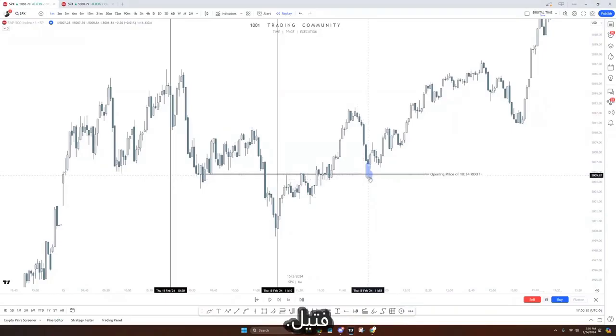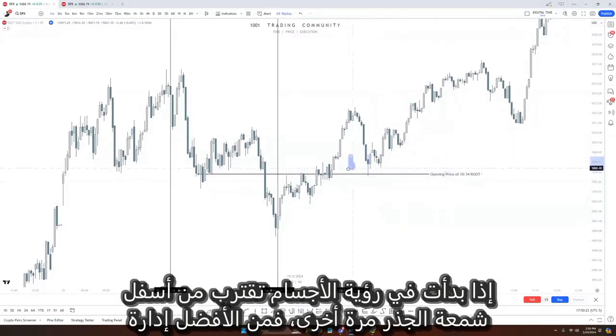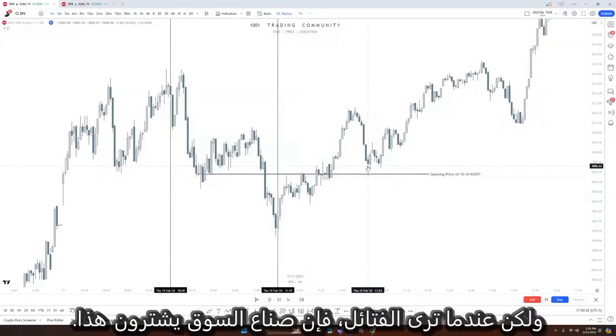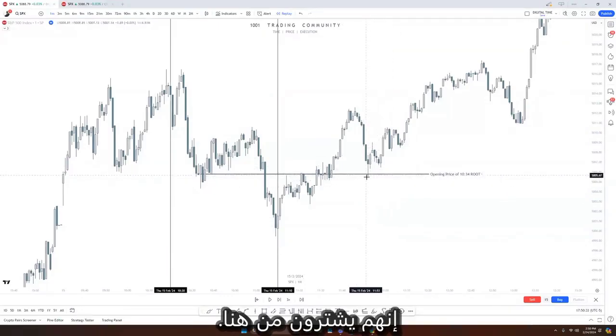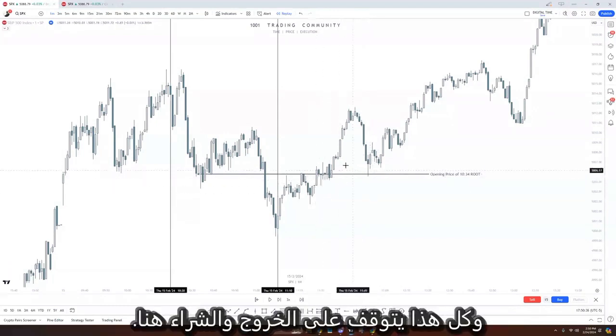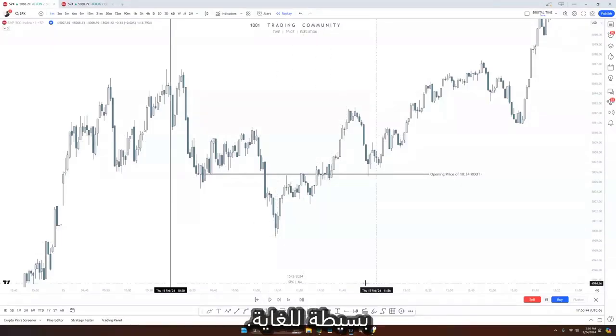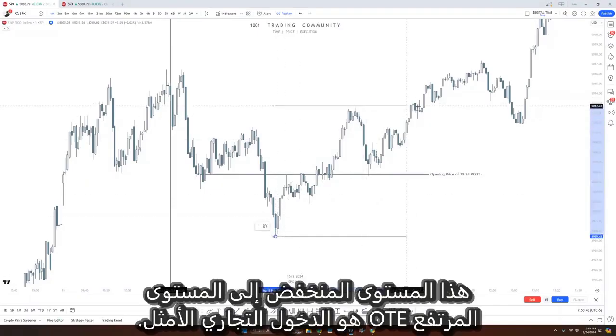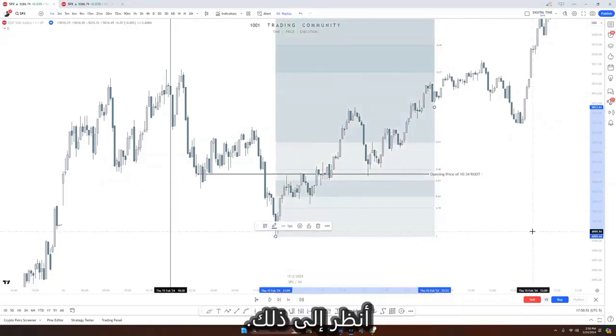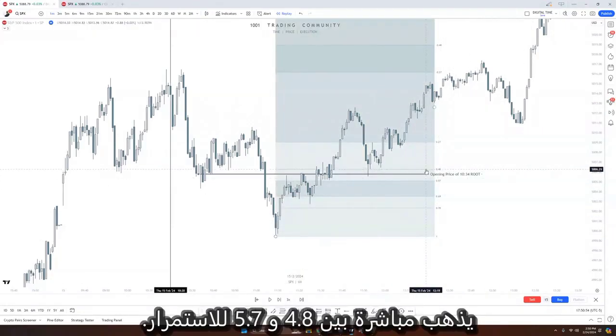A wick. If you start to see bodies close beneath that root candle again, it's best to manage your trade and get out. But when you see wicks, market makers are buying this. They are purchasing right here. Taking all these stops out and purchasing here. It is simply just an OTE based off the range as well. Very simple. This low to that high, OTE, optimal trade entry. Look at that. Goes right between the 4.8 and 5.7 for continuation.